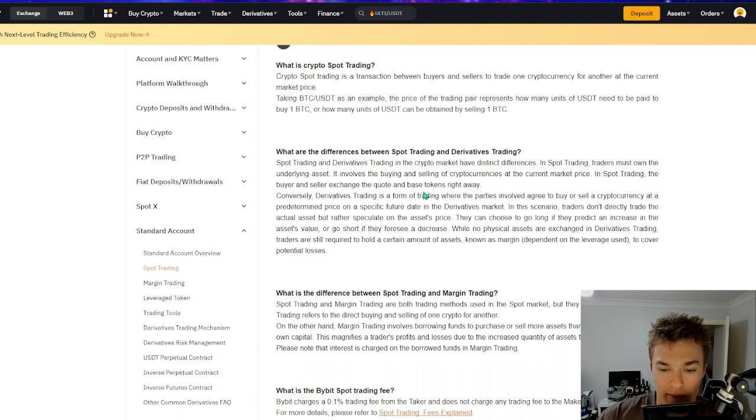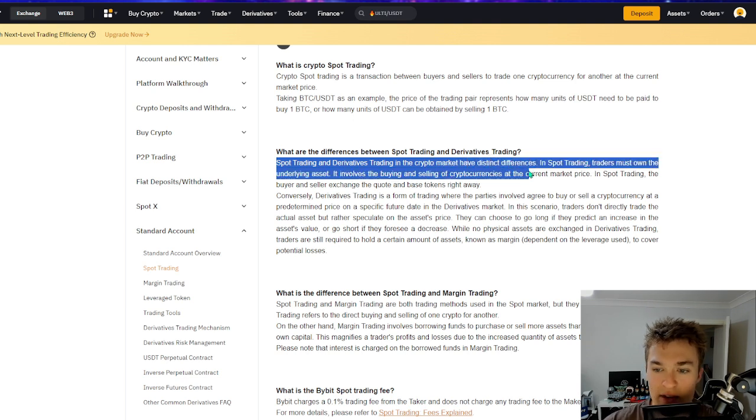What is the difference between derivatives and spot trading? Spot trading and derivatives trading in the crypto market have distinct differences. In spot trading, traders must use their own underlying assets.